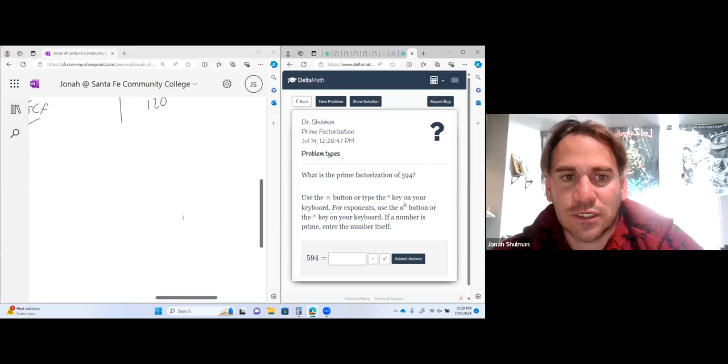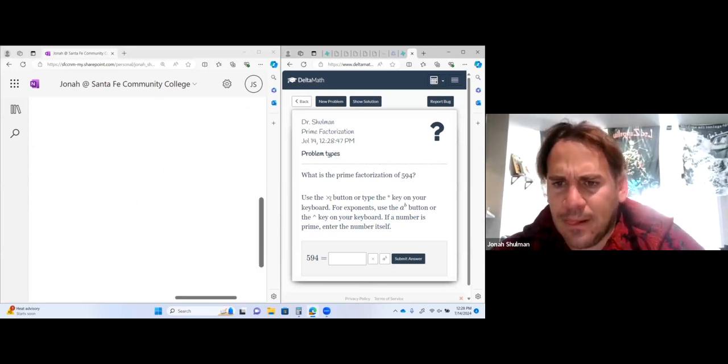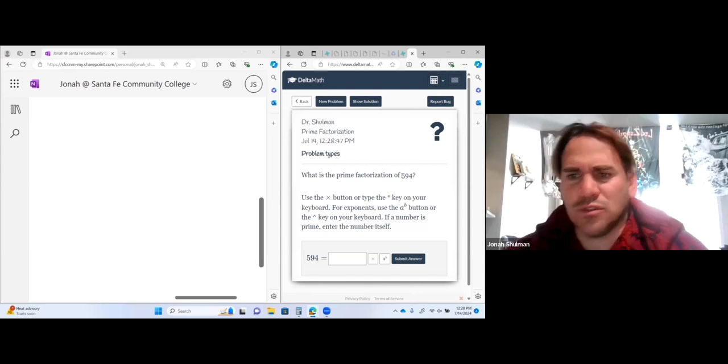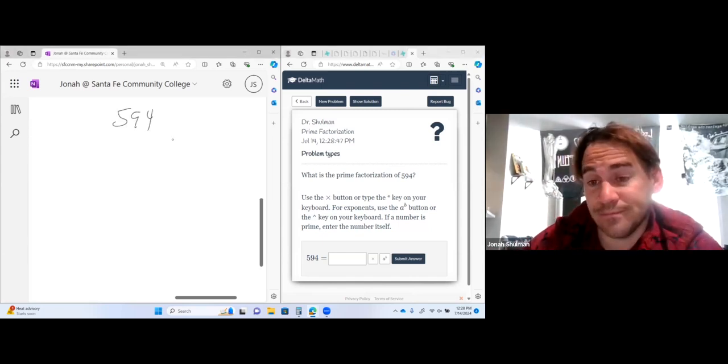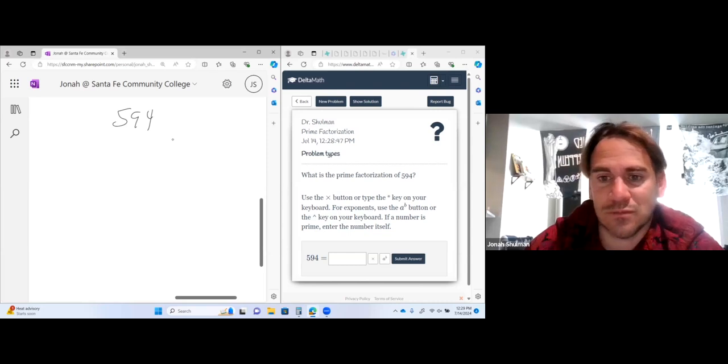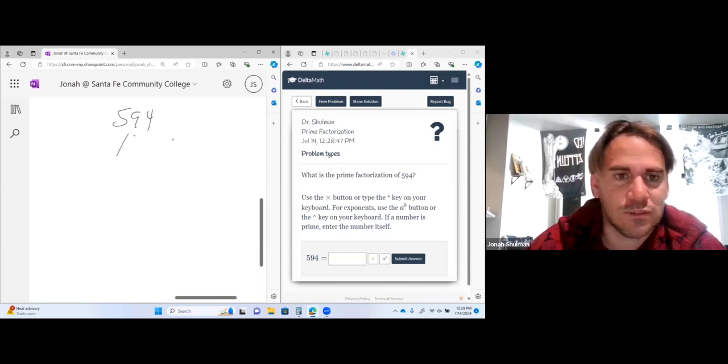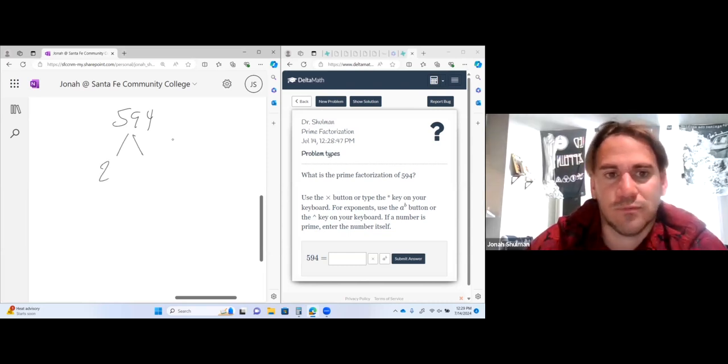Cool. Let's do a prime factorization. Yeah, there's some of these on your test. This is hard, and it's a huge number too. So we have 594. You can do the tree. I don't really like the tree, but I'll do the tree. I'm assuming that's the way they want you to do it. So the first thing I'm going to do is divide this by 2.